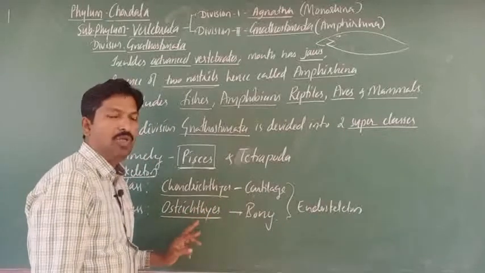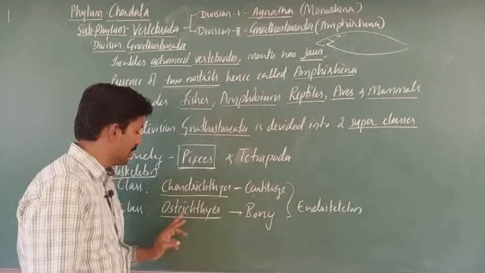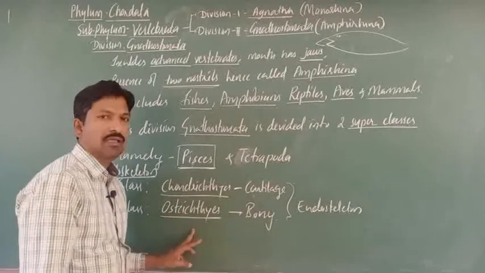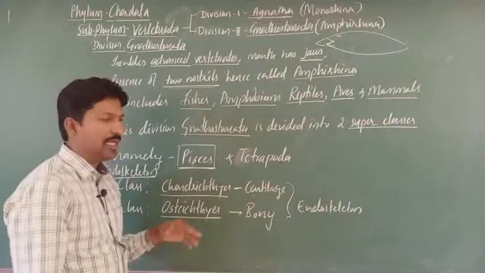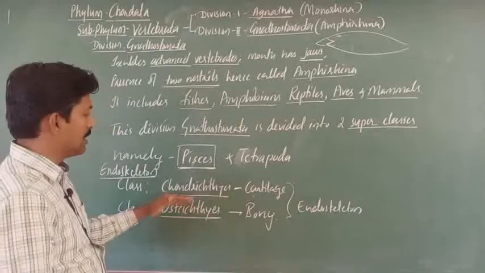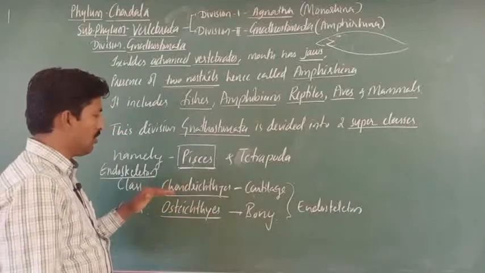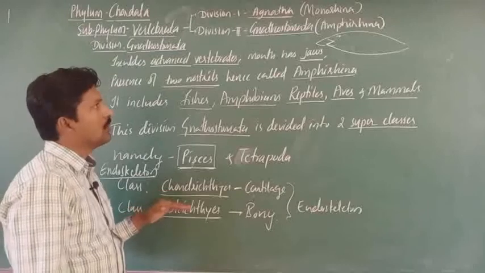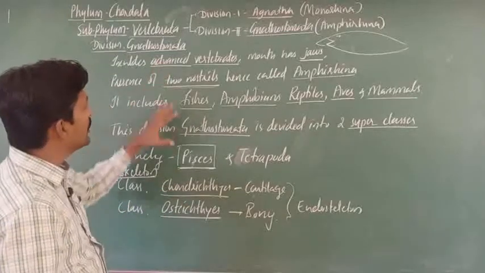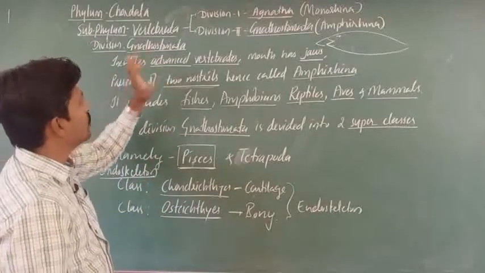So all bony fishes come under this one. Many are there, like catla fish, and there are many examples. Later on we will discuss these details, including the general features of Chondrichthyes. So this is about the general features of Gnathostomata.